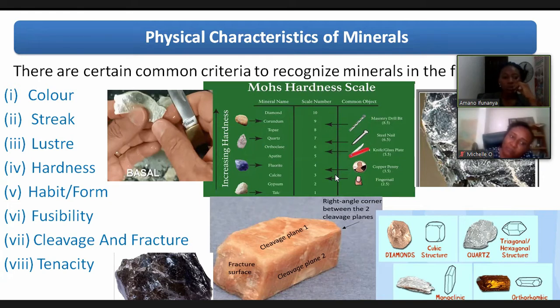No, you cannot actually. That's what I'm saying. Is it something you can use in the field? No. Okay, okay. Now, that's what I'm saying. I'm talking about it because we are talking about what you can use to recognize minerals easily in the field.